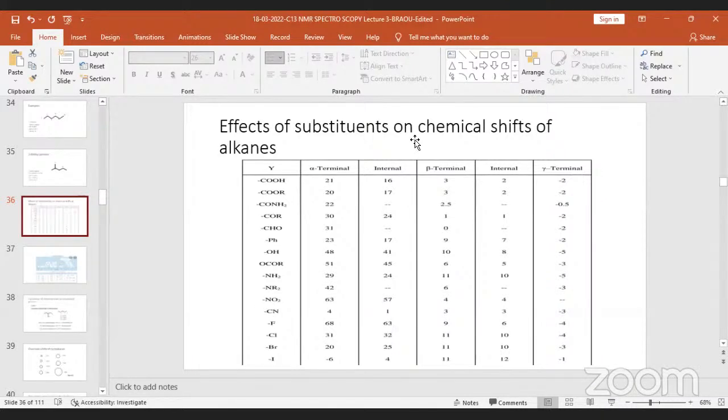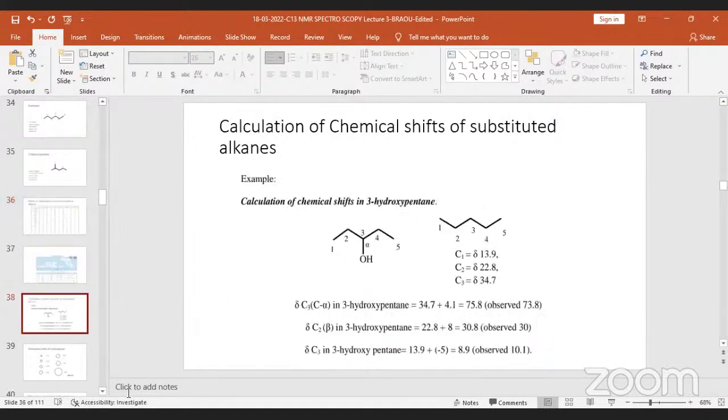These values are just approximate. You need not remember them. Once you practice the analysis of spectra, you yourself will know approximately how much shift to expect from the attached substituents. Once you are thorough and experienced, after practicing more problems, you will know without this table. This table is only to help you understand.